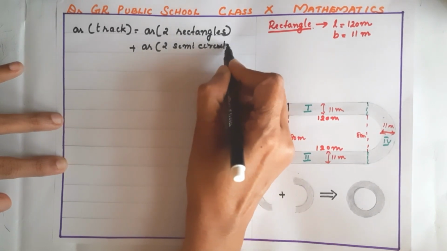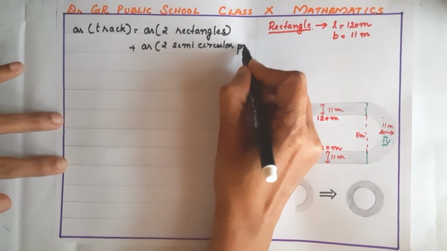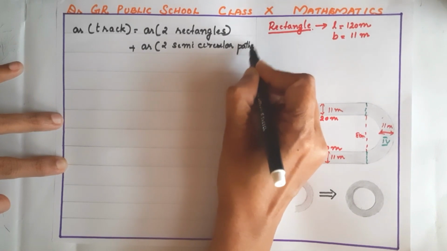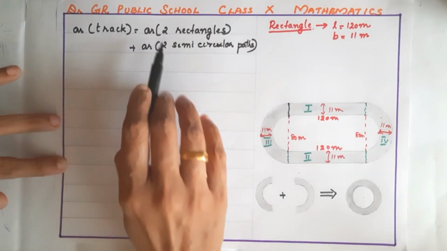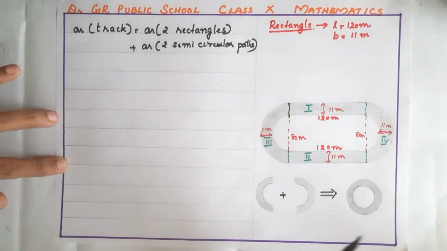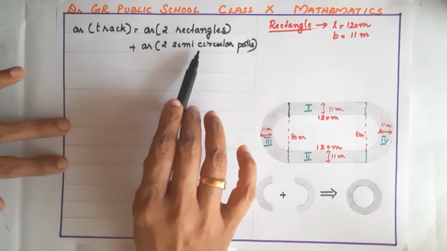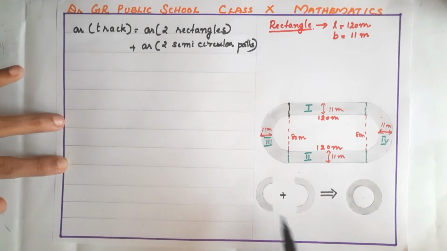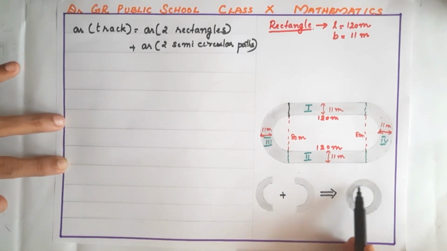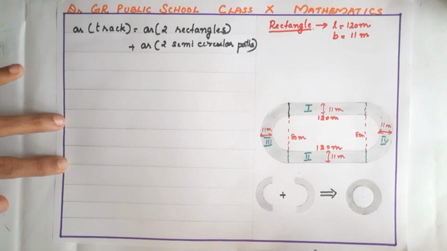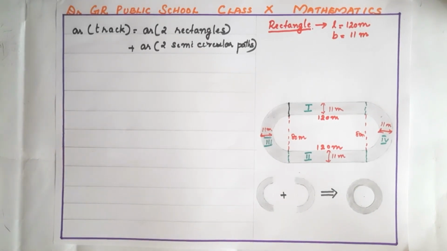Semicircular path. Isn't it? Area of two rectangles we can find out easily. Now we have to find out area of two semicircular paths. Two semicircular paths together we are having circular path. What is the area of a circular path?